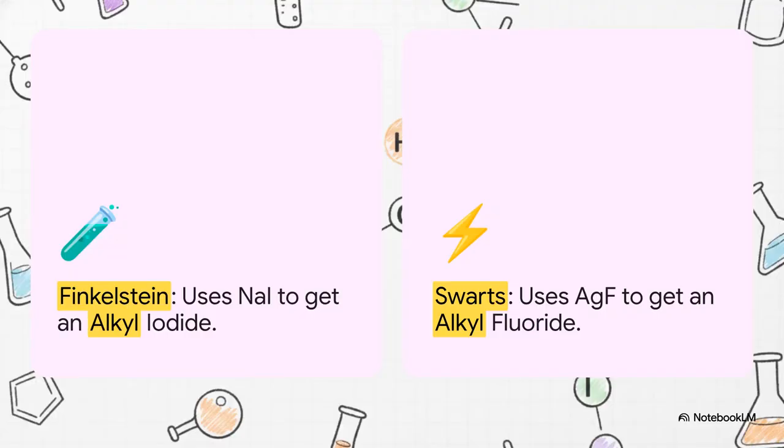Now, trying to add iodine or fluorine directly is a nightmare. Fluorination is way too violent, and iodination goes backward just as fast as it goes forward, so we have to be clever. Enter 2 famous named reactions, Finkelstein and Swarts. I want you to memorize this. Finkelstein goes with iodine. You use sodium iodide and acetone to swap out a chlorine or bromine for an iodine. Swarts, on the other hand, goes with fluorine. You use a metallic fluoride, like silver fluoride, to pop a fluorine atom right into place.